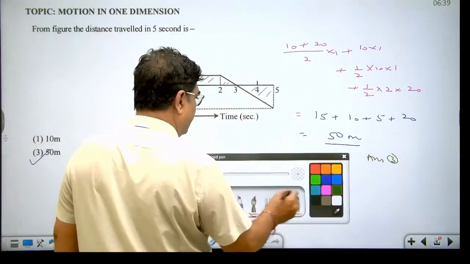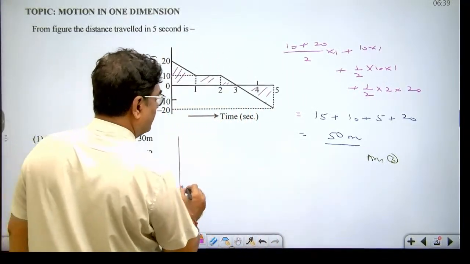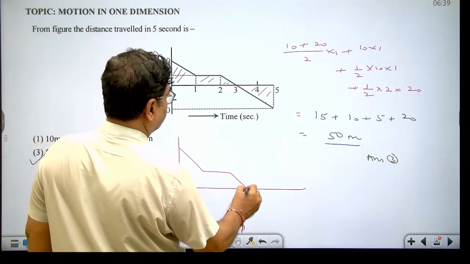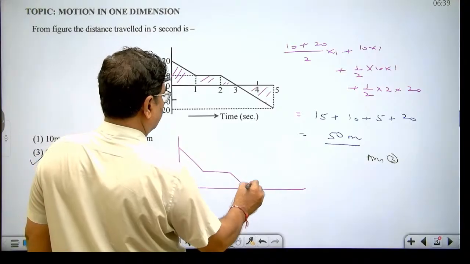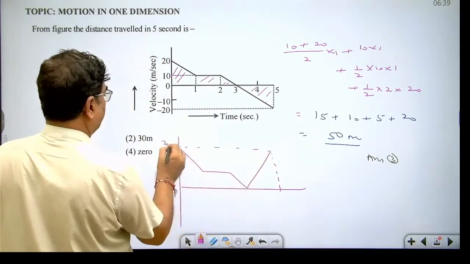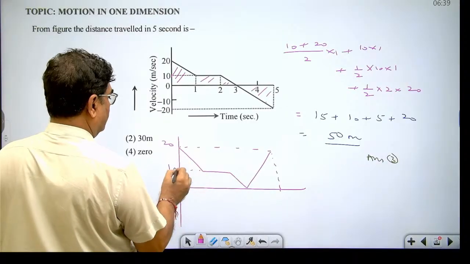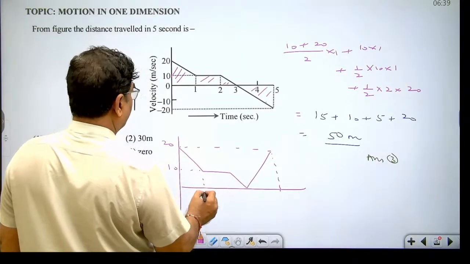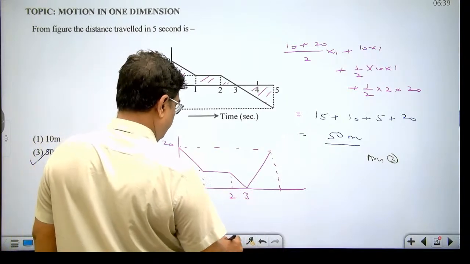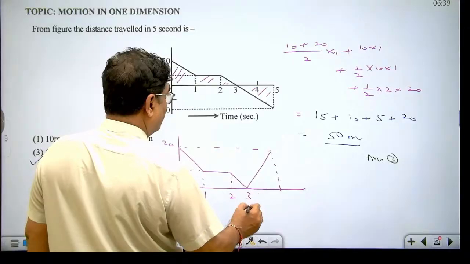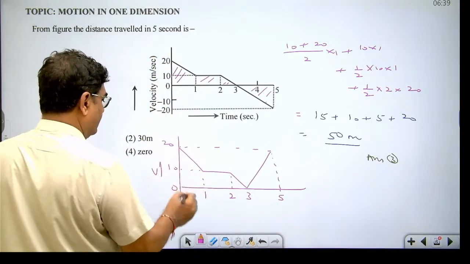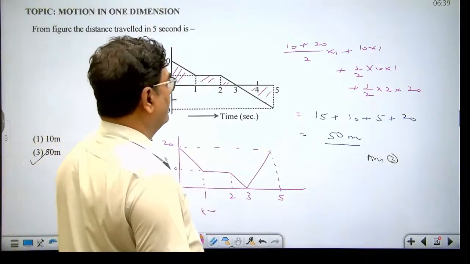If you want to see the speed time curve, this will be like this. This is 20. This is 10. This is 1, this is 2, this is 3, and this is 5. This is 0. This is the speed time curve.